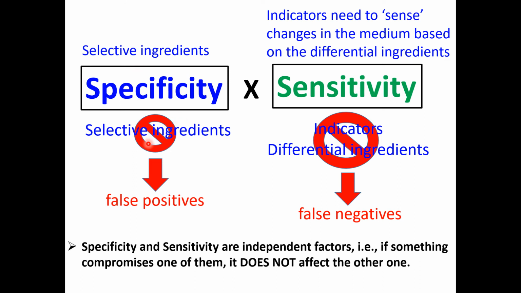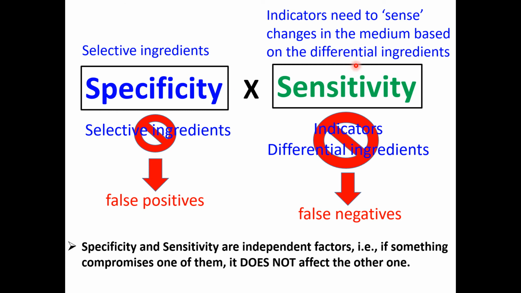If you make a medium from scratch and forget to add the selective ingredients, anything that grows on that medium, you're going to think it's positive until you realize that you forgot to add the selective ingredients. Well, now it's probably a false positive. It's false because it shouldn't be growing there, because you forgot to actually select it.